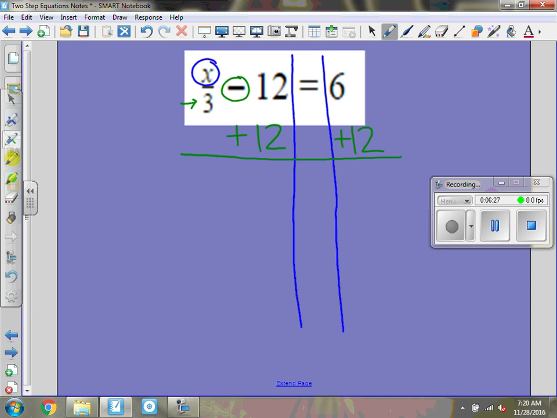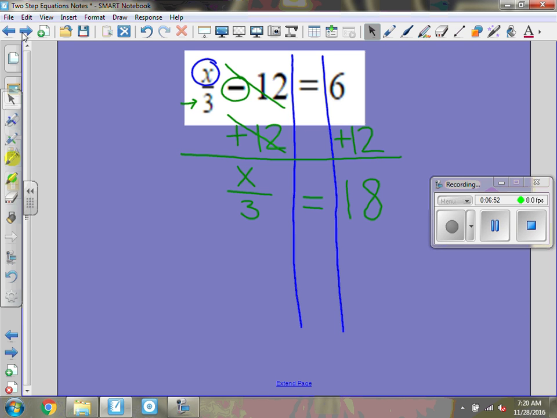Now I'm ready to figure out what I have. Remember, subtracting 12 and adding 12 makes 0, so I don't have to worry about the 12 anymore. I just have x over 3. And then on the right-hand side, I had 6, and I added 12, so that makes 18. So now I'm ready to go ahead and get rid of the best friend, that 3.